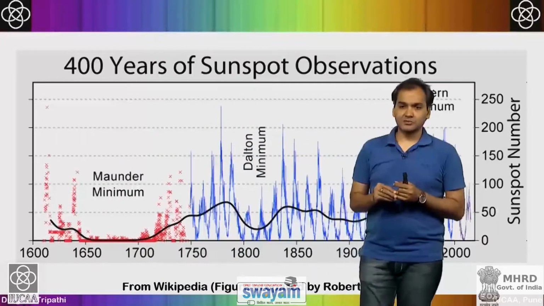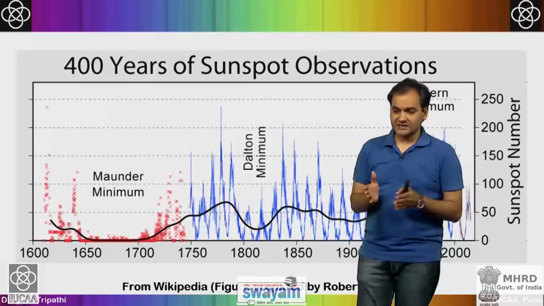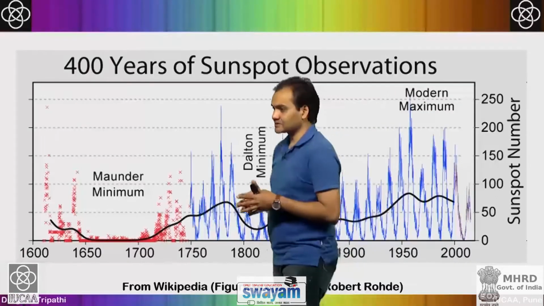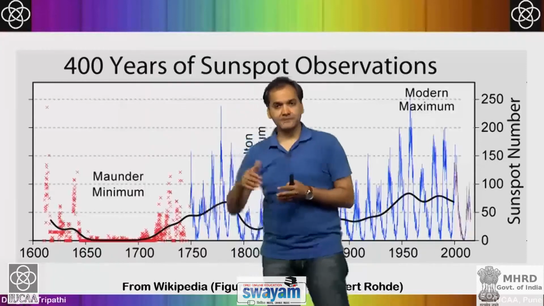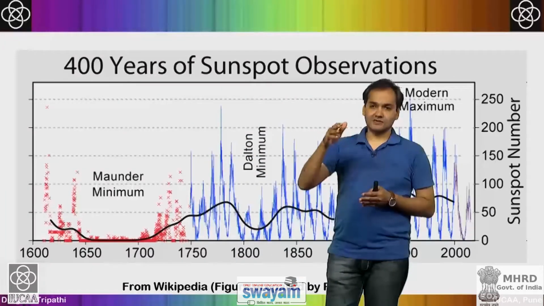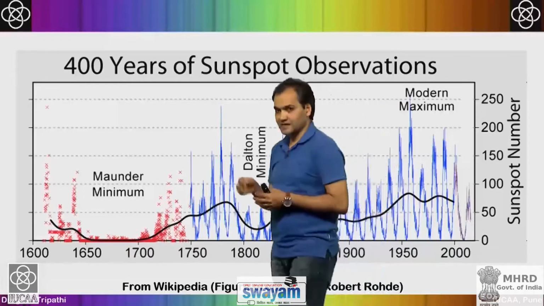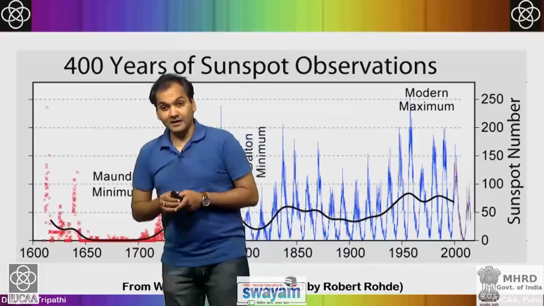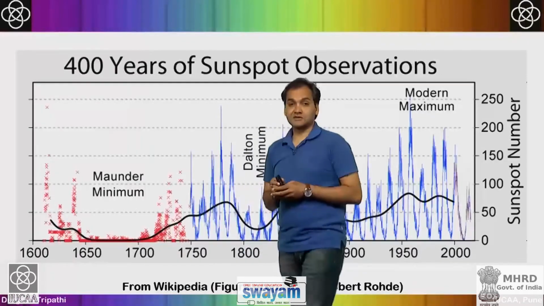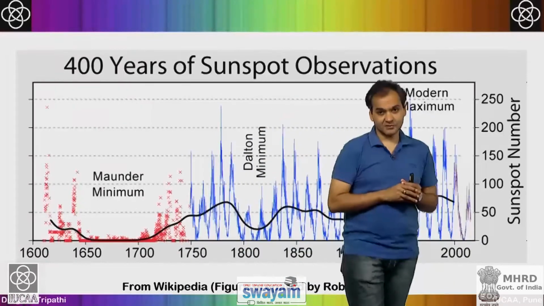So, at a given time there are no sunspots, then they start increasing, eventually go to a maximum, start decreasing, and go to a minimum again. That is what is called the solar cycle, and it is defined by the number of sunspots you see on the surface of the sun.